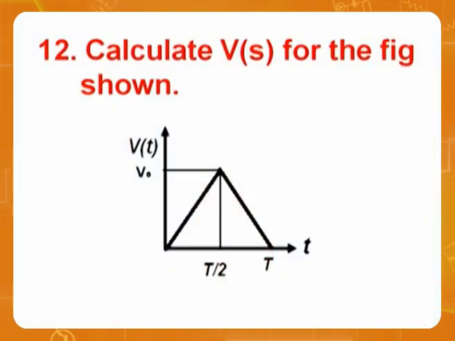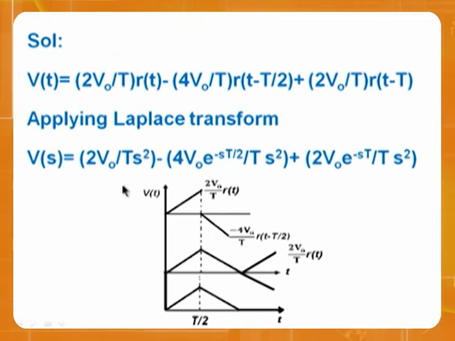Calculate V of s for the figure shown. See, this is a triangle. For this triangle, what do we do? How to calculate? The answer is very simple. Look at here. This is 2V0 r of t by t, then minus by this. If you cut these two, you will get this portion.